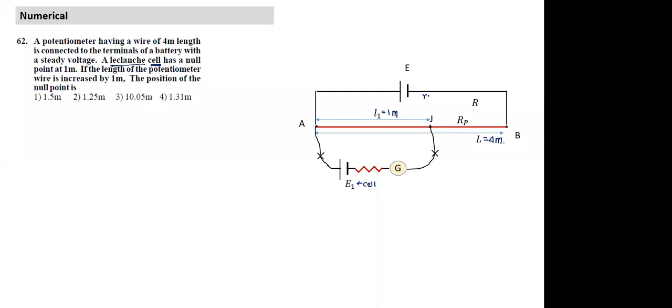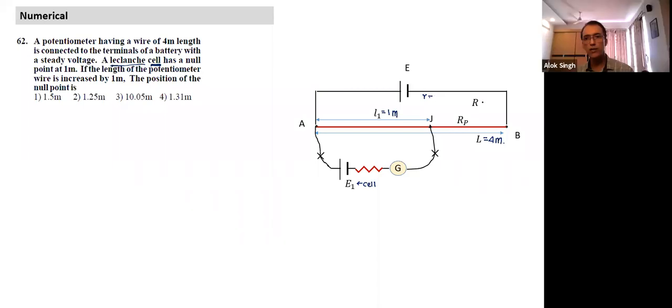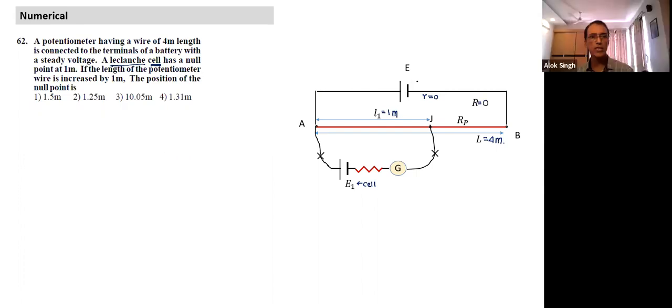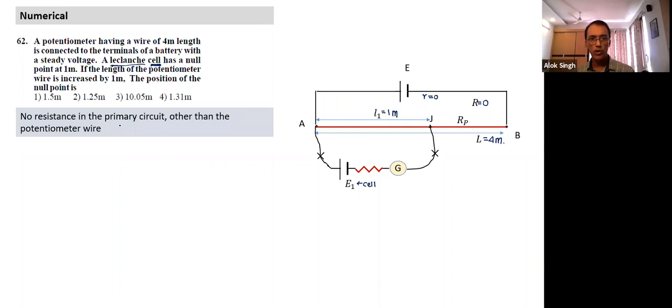Whenever nothing is mentioned, assume these are 0. Okay, and this battery is EMF. So in this case, when the length is 4 meter, how do we solve this question? Pretty simple. We assume there's no resistance in the primary circuit other than the potentiometer wire. In many cases, it may be 0. If there's no such initial state, what is the value of phi, or what is the potential gradient? Potential gradient is E by 4. Length is 4, and potential gradient is E by 4.